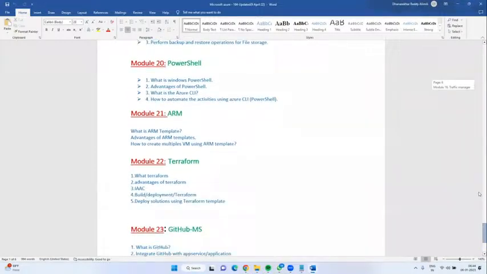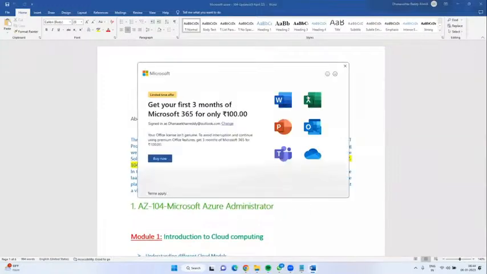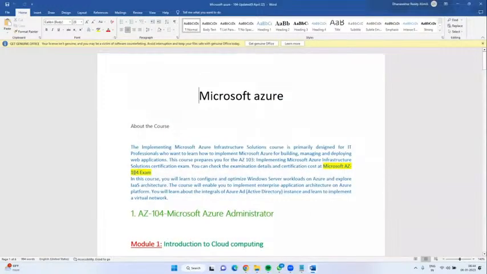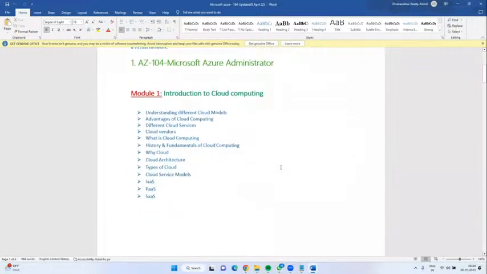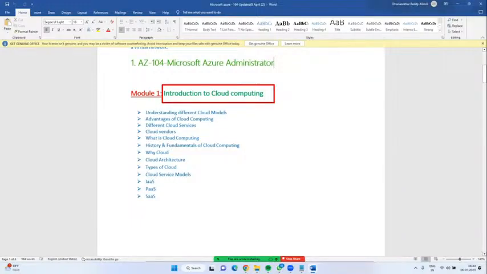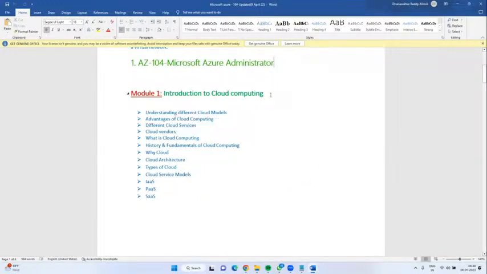This is the certification paper syllabus. As already mentioned, this is the 104 certification paper. First, module one is Introduction to Cloud Computing. What are the topics? Advantages of cloud computing, who the vendors for cloud computing are, why cloud, why not. These topics we discussed in the last session. That is module one.